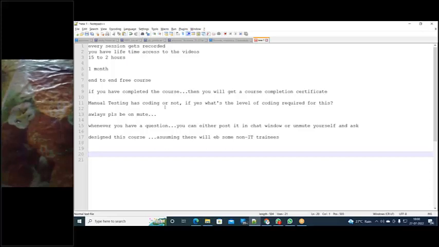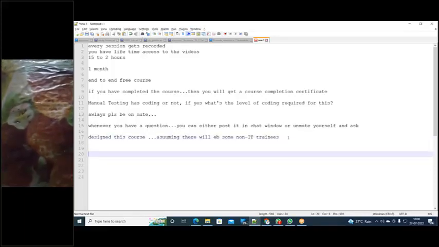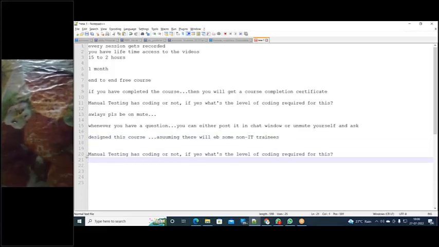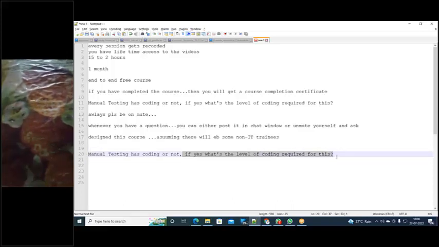But before I get started, there was one question which is already posted by Mr. Rohit Kumar. Let me put that question on my notes. Mr. Rohit Kumar asked, manual testing has coding or not? No, there is no coding involved. If yes, what is the level of coding required? Obviously, there is not much coding, or there is zero coding.